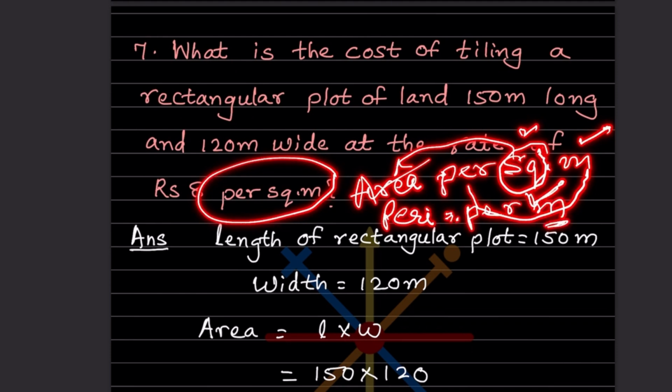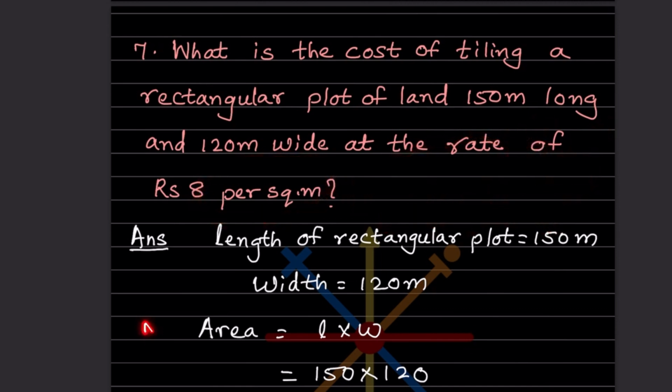Because they didn't directly ask what the perimeter or what the area is, many of them get confused. What should I do? So just remember this square. This is very important. Square means you have to find the area. Hope you got this one.